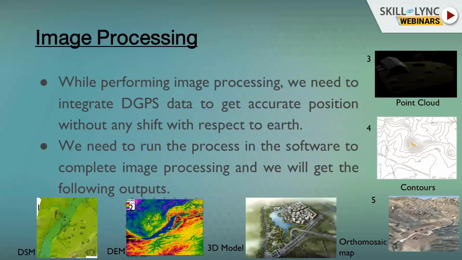As I said, we will be getting 5 types of data: point cloud data, contours, orthomosaic, 3D model, DEM, and DSM. I will show an example here.